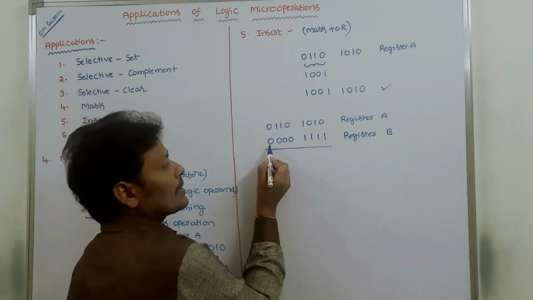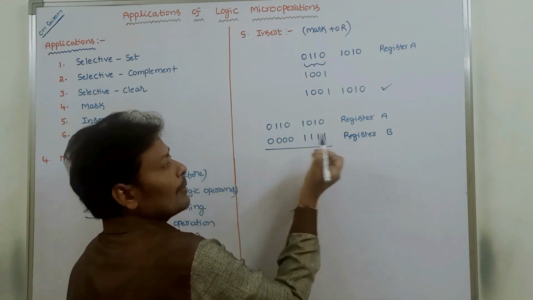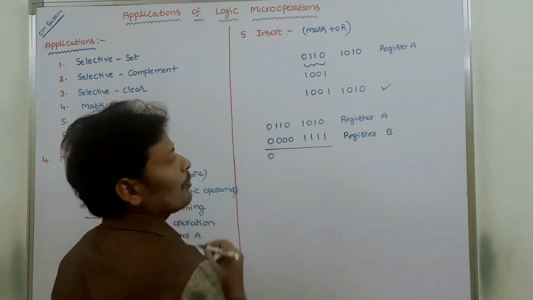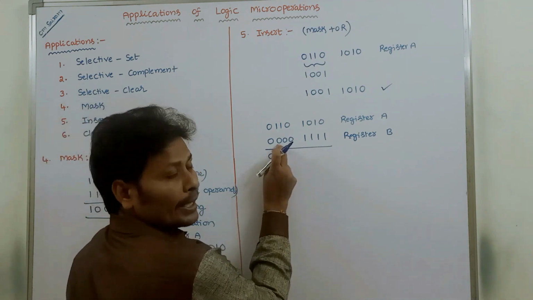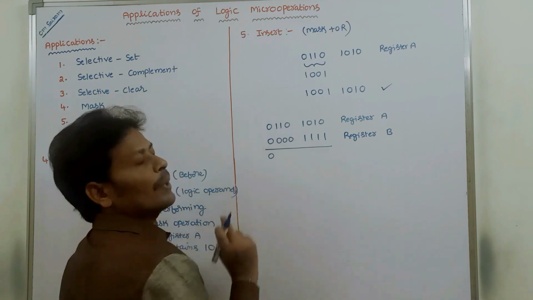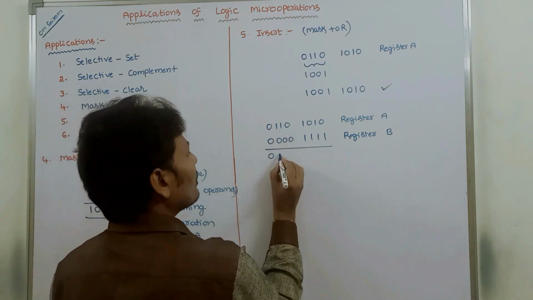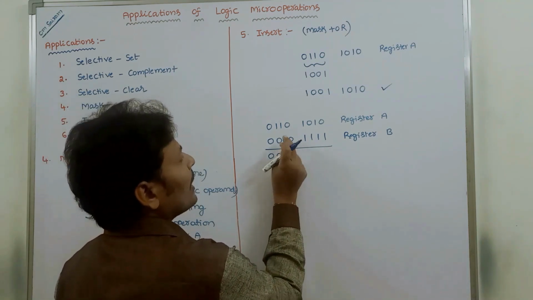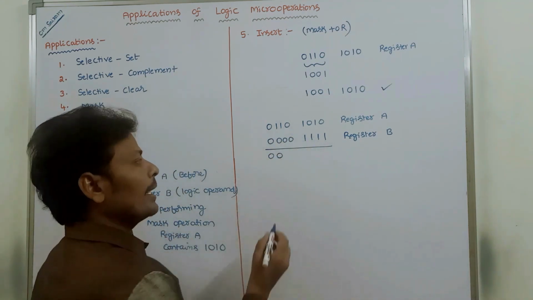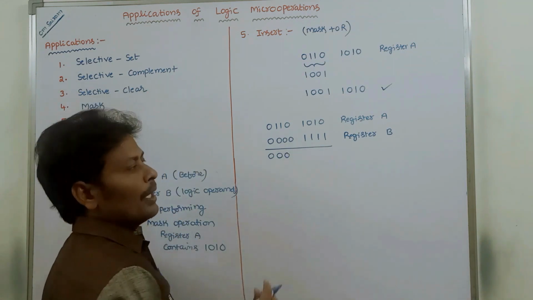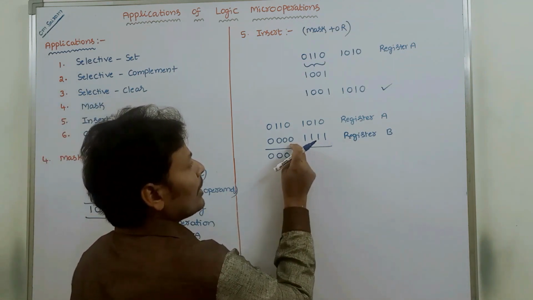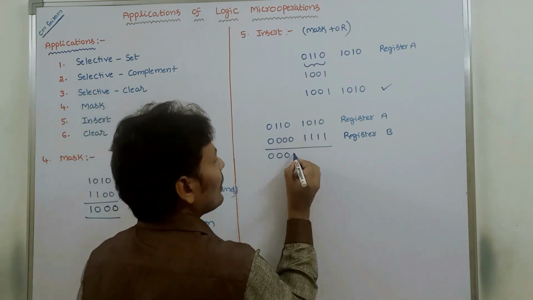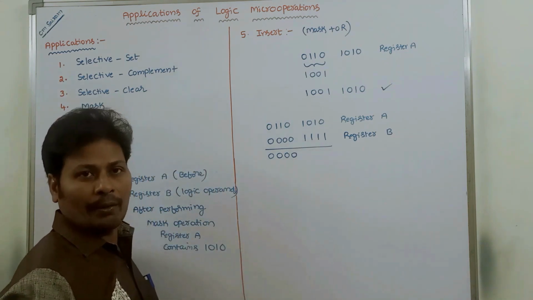Okay. Here 0 is there in register B. The corresponding bit in register A can be cleared to 0. Here 0 is there in register B. The corresponding bit in register A is 1. It can be cleared to 0. Here 0 is there. The corresponding bit in register A is 1. It can be cleared to 0. Here 0 is there in register B. The corresponding bit in register A can be cleared to 0. It is already 0. There is no change at all.